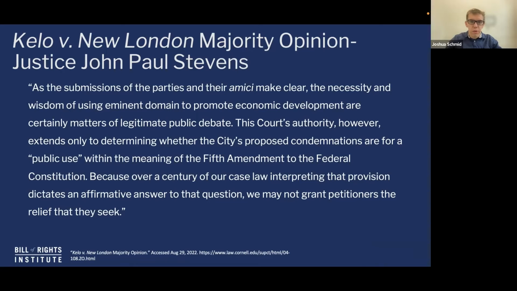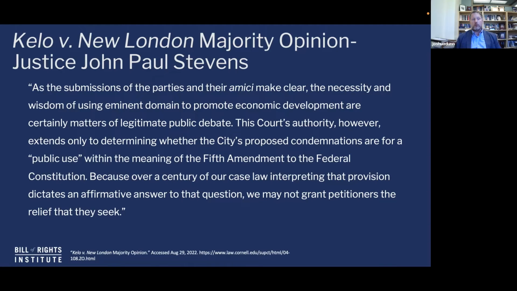This is another excerpt that we have from Justice Stevens. He's going to argue that there is a question around the wisdom of using eminent domain to promote economic development, and there is debate, he mentions. As you mentioned, there are a number of people who argue against doing this because it does affect people of lower income. But he says the court is limited in what it's ruling here. It's not saying whether it does work or it doesn't work. It's simply saying that it does fall under the public use section of the Fifth Amendment.